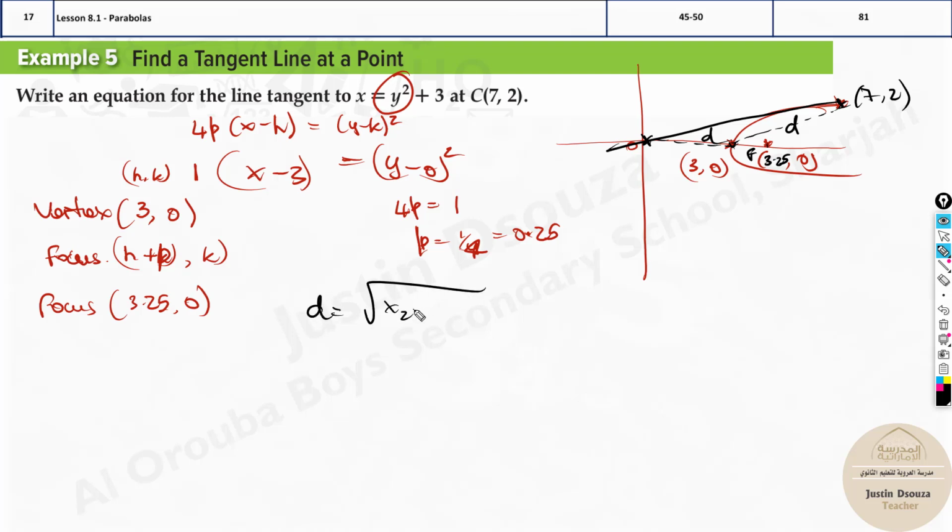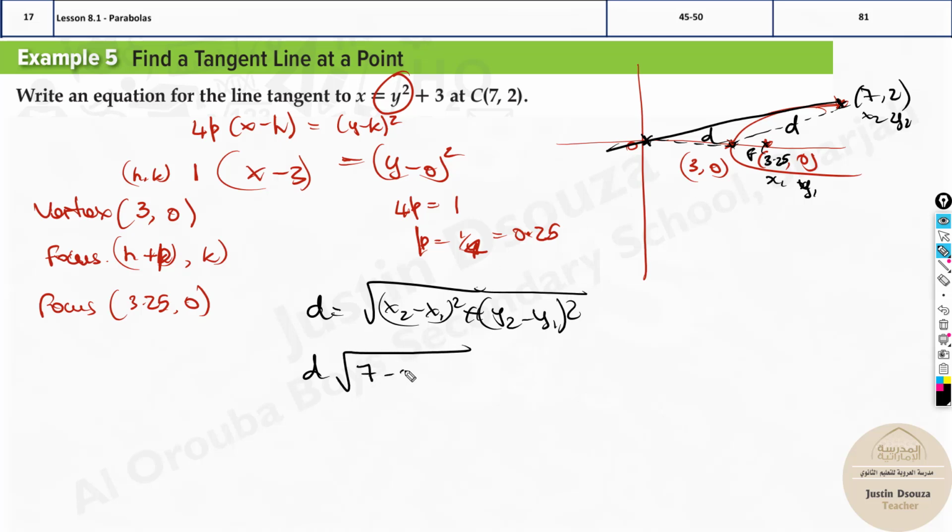d is equal to the square root of (x2 minus x1) the whole square plus (y2 minus y1) the whole square. We can now substitute, but what are we going to substitute? We are going to substitute the focus point. Say this is x1, y1, and this can be x2, y2. You can take it the other way around, you'll get the same answer. Now first x2 minus x1. So x2 is 7 minus 3.25 the whole square, plus y2 is basically 2 minus 0 the whole square. Okay, this is it. Now you put this in the calculator and solve it.